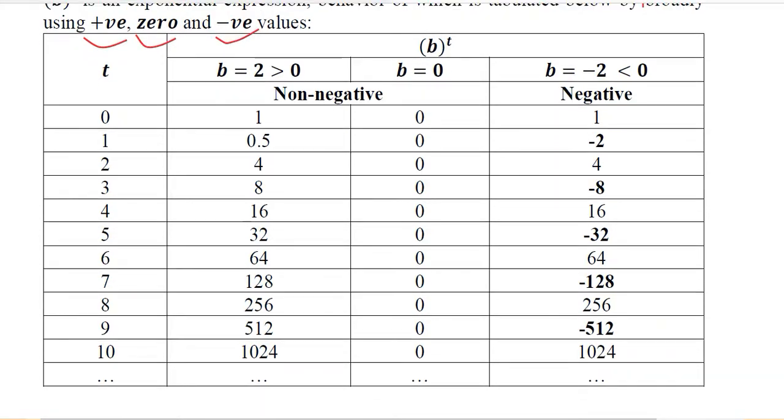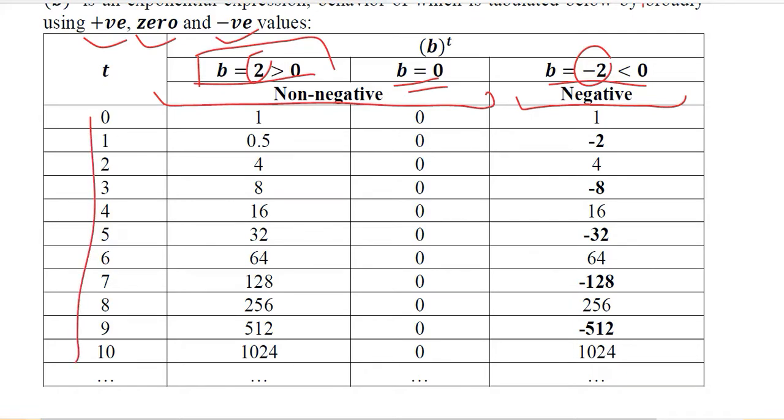So we consider b as a positive value greater than or equal to 2, then 0, and then less than 0. These are the three values that we assume, precisely speaking, +2, 0, and -2. If we use these values, we can say that these two are actually non-negative, because they are not negative. This one is, however, negative. So we start with t equal to 0, and it continues and goes till 10 and so on.